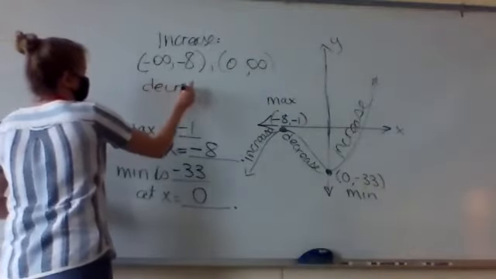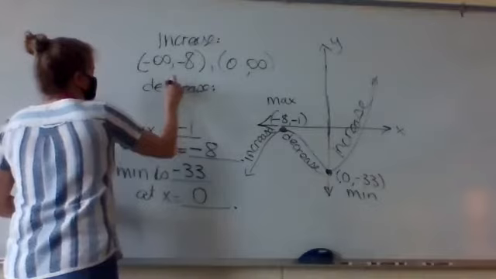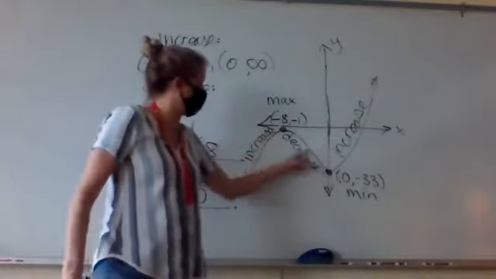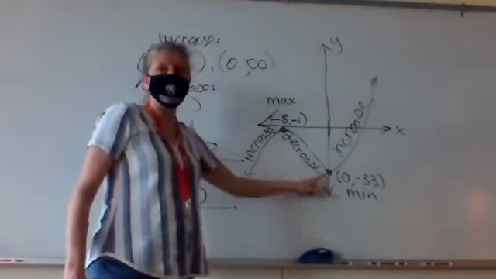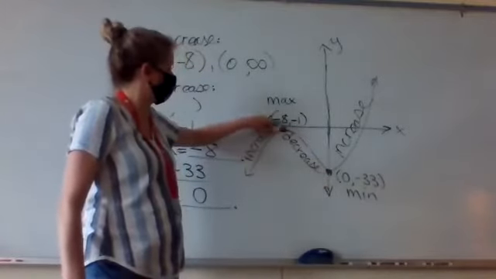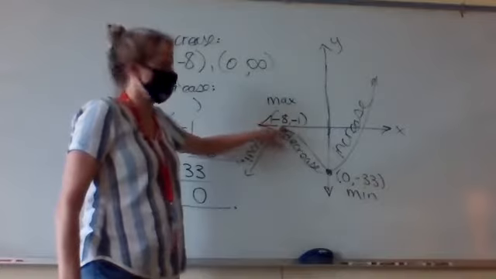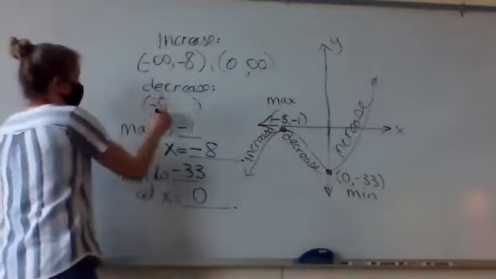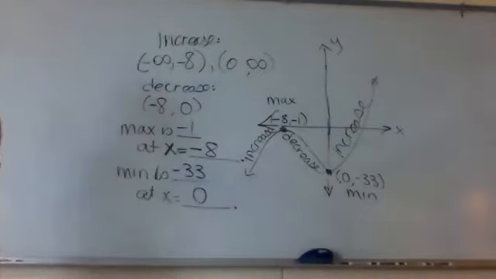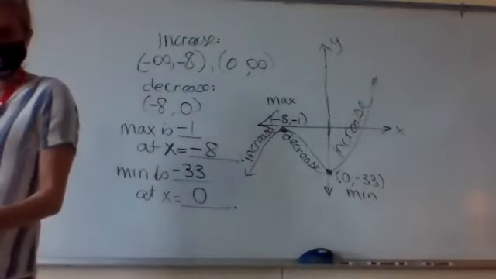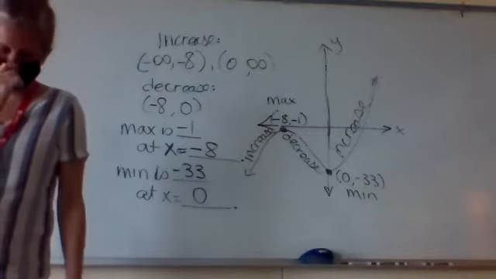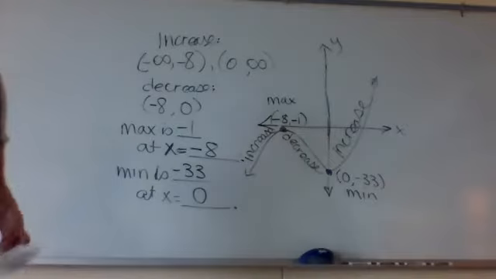And the last question of this problem is the decrease. So again, it's labeled. Here's my decrease. Using the x coordinates, where does it start decreasing? -8 until it gets to 0. So the decrease is -8 to 0. Right?